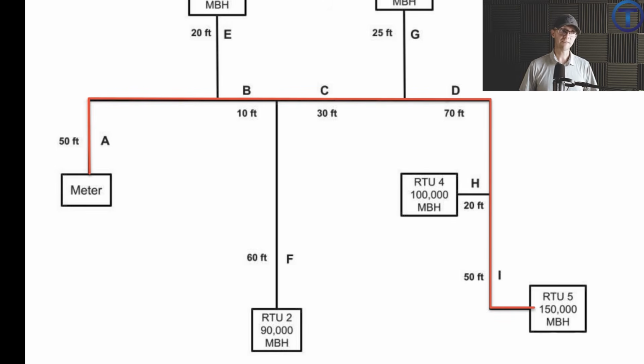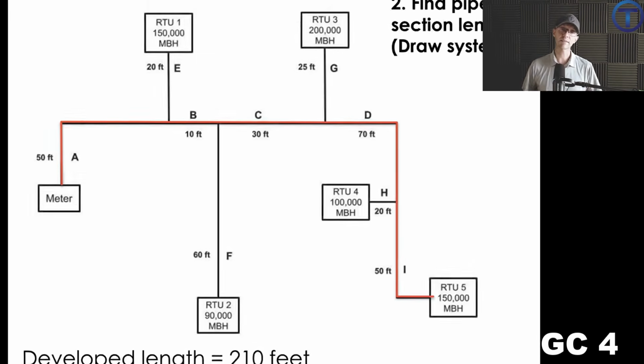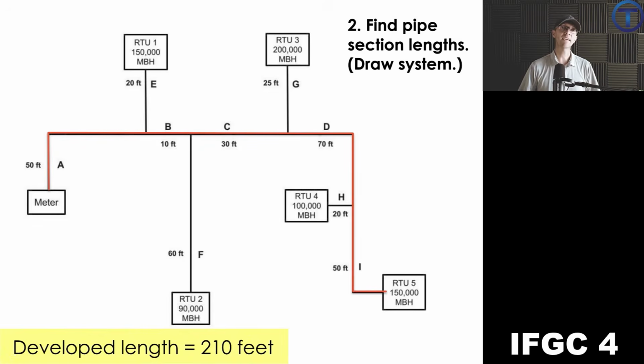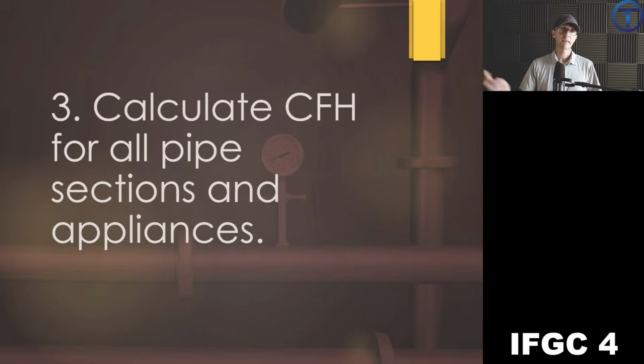If you'll notice, we have 50 feet on A, plus 10 feet on B, plus 30 feet on C, plus 70 feet on D, and then let's follow that down. We've got I is another 50 feet. The total developed length for this system is 210 feet. That's the number we're going to hold on to throughout this sizing exercise. It's 210 feet.